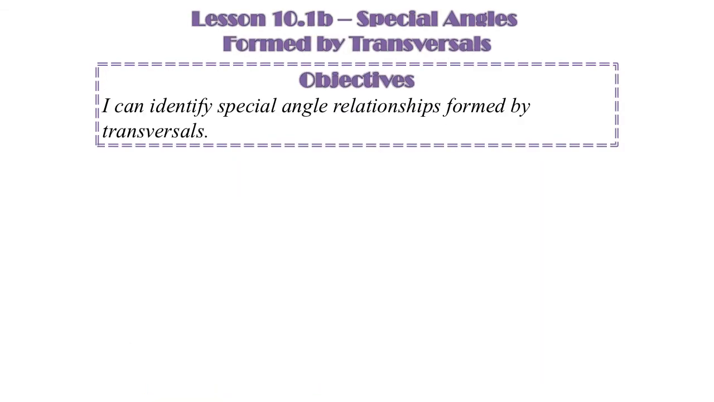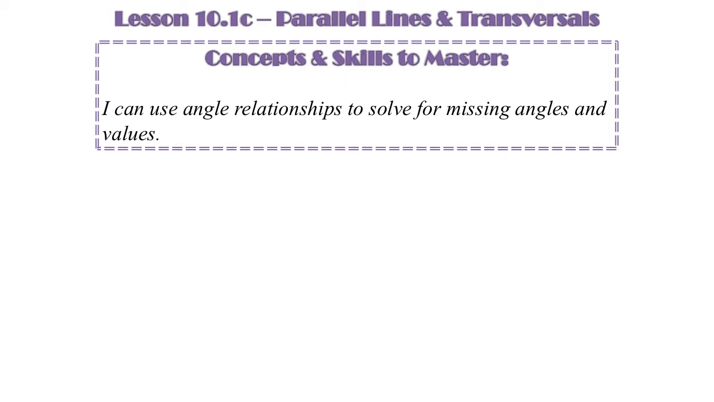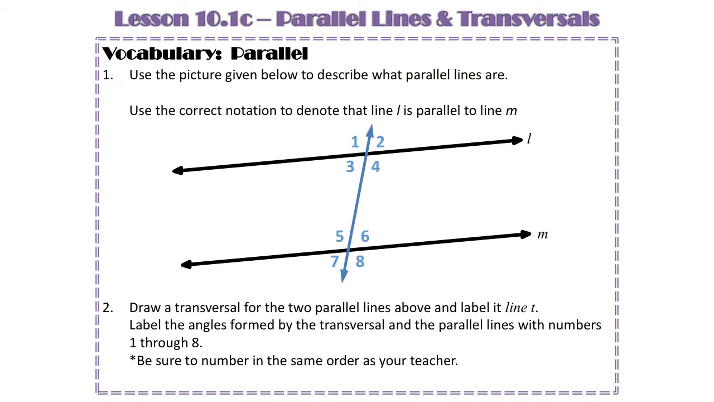There we go. All right, so there's that objective. But we have another part to this, right? I can use angle relationships to solve for missing angles and values. But that's the thing with the vocabulary. You have to know the vocabulary before you can move into this part, okay? As long as you can figure out the vocabulary and solve one variable equations, then this goes usually pretty quick.